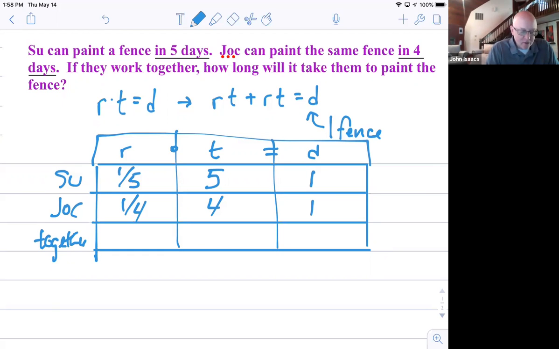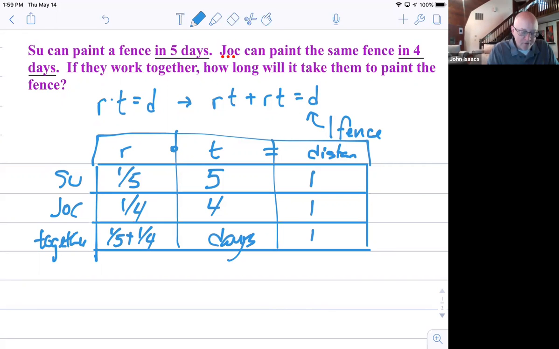Now together, we don't know how many days it's going to take them. I'm using a variable for that. That's a bit of a mess, so let me use D for days. This D is for distance, and this is for days, to paint one fence. But we do know that they're going to be working together. So each day, they're going to paint 1/5 plus 1/4 of the fence.